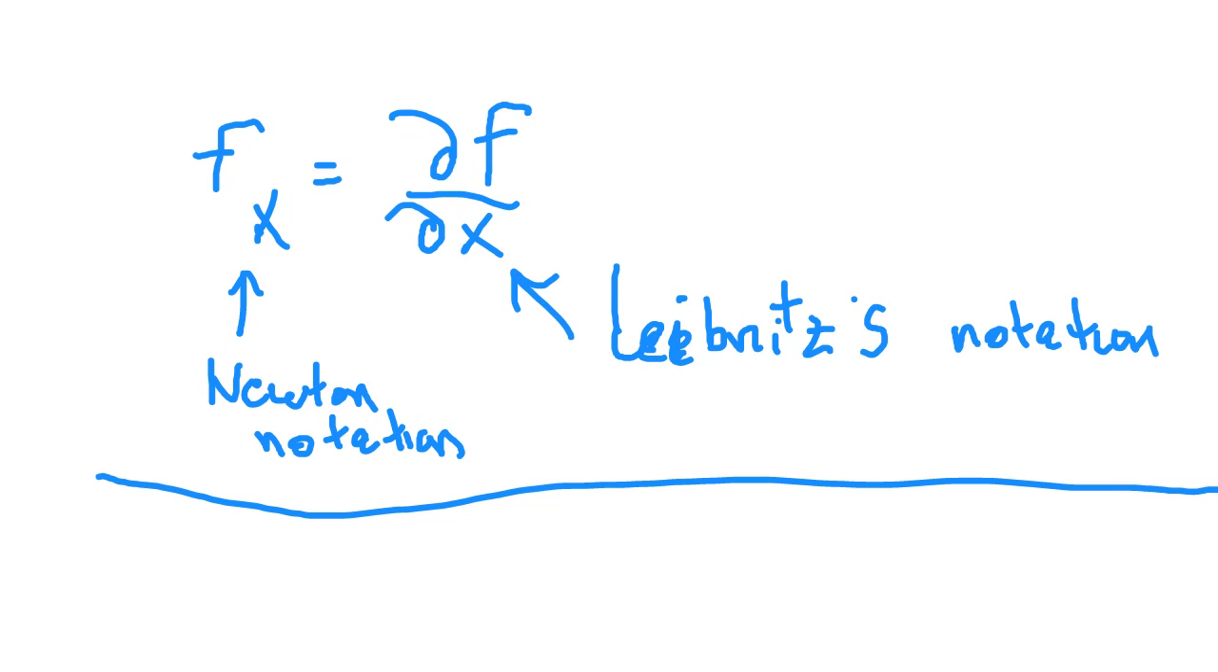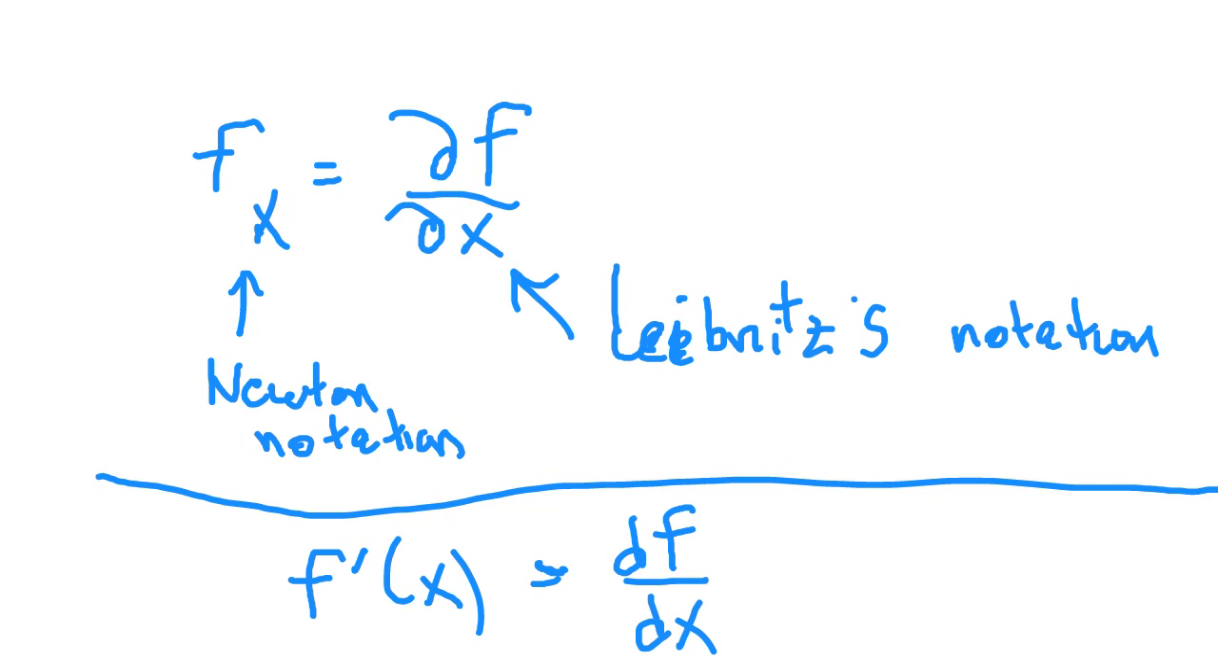So back when you studied calculus 1 and 2, you had f prime of x, right? That was Newton's notation. But that could be thought of as df dx, right? That was Leibniz's notation. So similarly, for multivariable calculus, you'll have Newton's notation and Leibniz's notation. Okay.